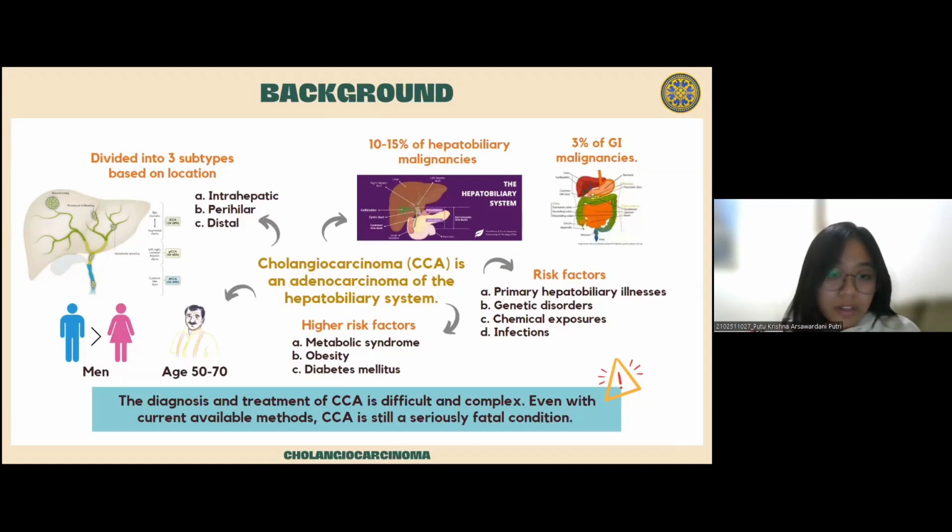Several risk factors, including primary hepatobiliary illnesses, genetic disorders, chemical exposure, and infection have been discovered, even though many cases of cholangiocarcinoma develop spontaneously without a specific risk factor. Additionally, people with metabolic syndrome, obesity, and diabetes mellitus are also at higher risk. The diagnosis and treatment of cholangiocarcinoma is difficult and complex. Even with currently available methods of dealing with CCA, it is still a seriously fatal condition.